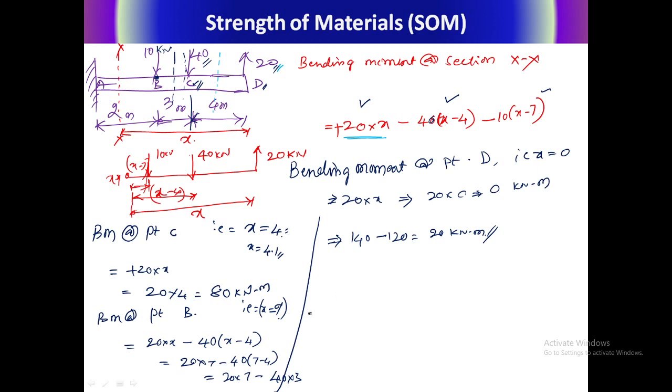Next, bending moment at point A. Now that is x equal to how much? 9 meter. X equal to 9 meter.